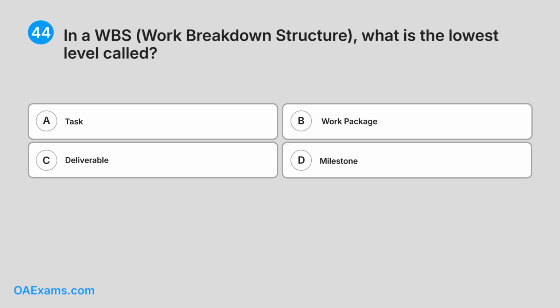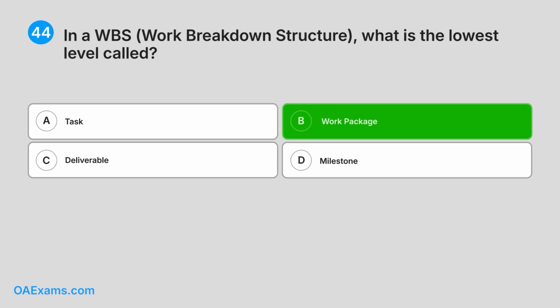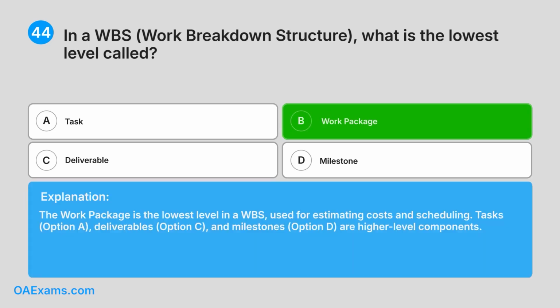Correct answer: B. Work package. Explanation: the work package is the lowest level in a WBS, used for estimating costs and scheduling. Tasks, option A, deliverables, option C, and milestones, option D, are higher-level components.